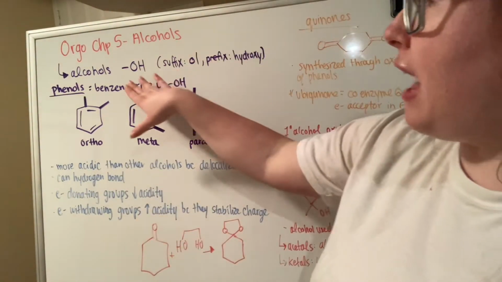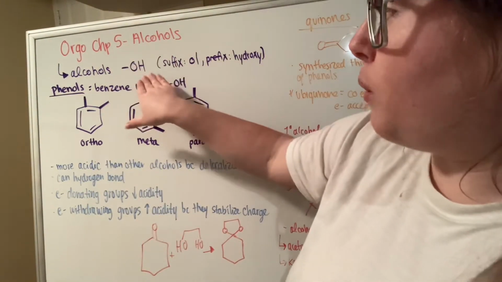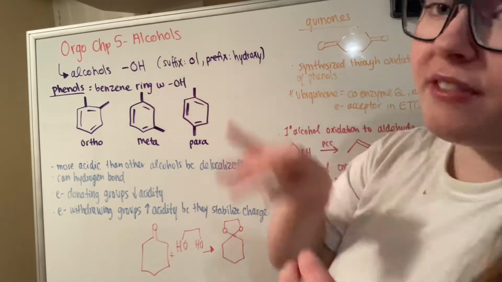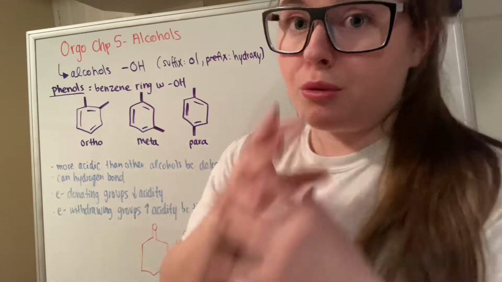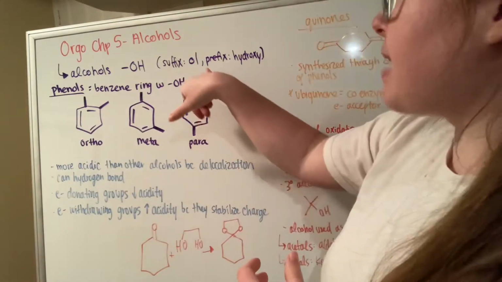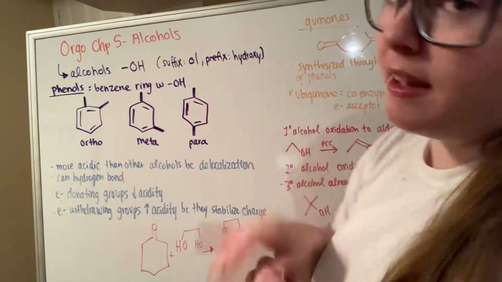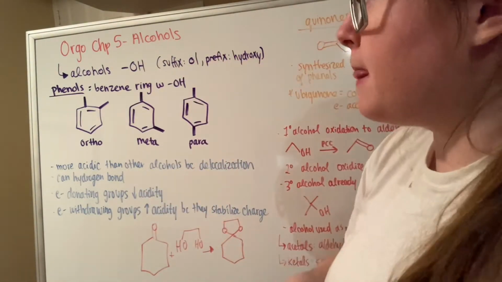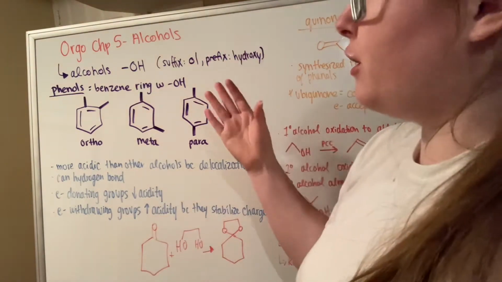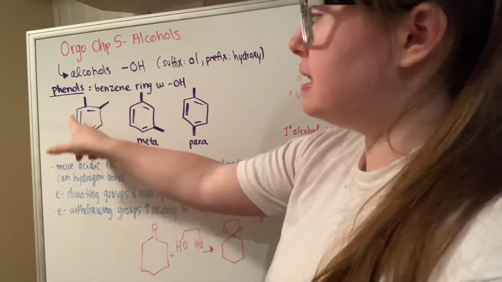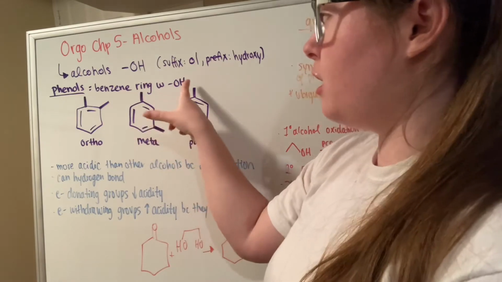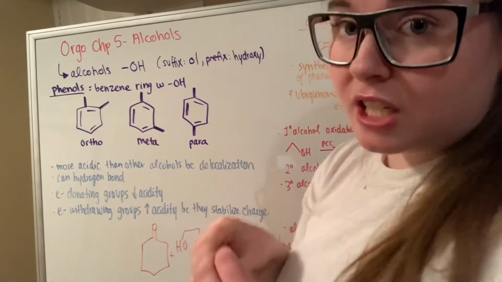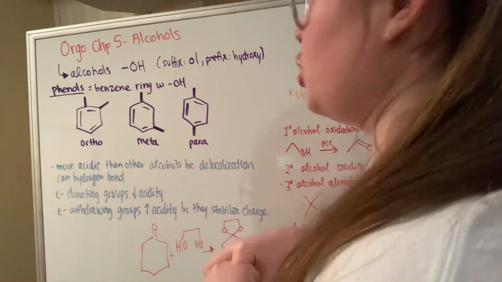So we have alcohols, that are this OH group. They have the suffix of -ol if they are the highest priority functional group in that molecule. And then we have the prefix of hydroxy if they are not. So then we have phenols, which is basically a benzene ring with an OH attached to it. So you have ortho, meta, and para positioning of those OH groups.